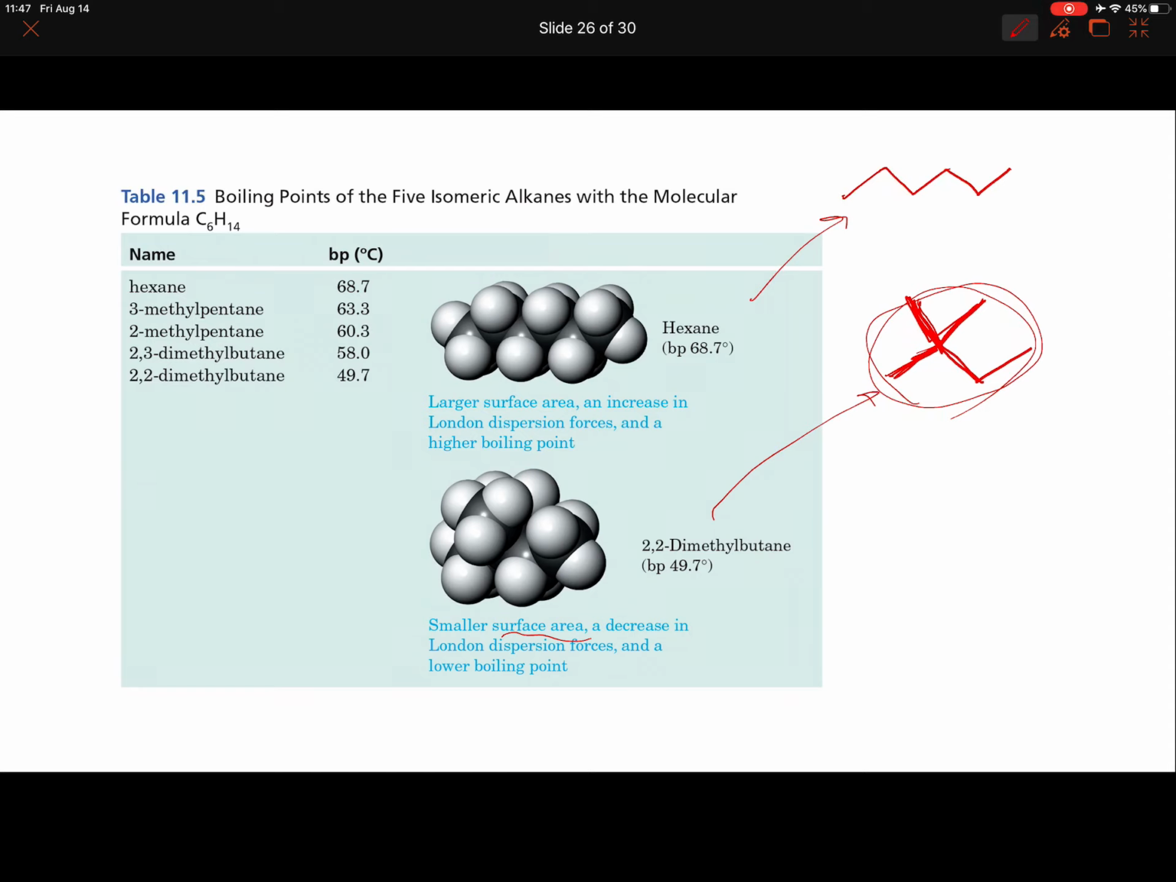If you have Velcro, the more Velcro surface area, the harder it sticks. If you have a tiny little piece of Velcro, it's not going to stick to anything. Hexane has more surface area, it's longer, and therefore when you have 2 of these next to each other, there's more places for these little sticky forces to hold them together. If we have 2 of these together, they don't have a lot of overlap spots.